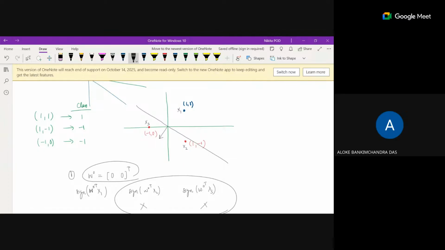That means the initialization (0, 0) is not right; we have to think about a different initialization. No, the initialization is (0, 0) only. But geometrically it is very evident that we should be able to separate it linearly, yet with the perceptron calculation it is oscillating. If W transpose x is on the negative side, it is the negative class.